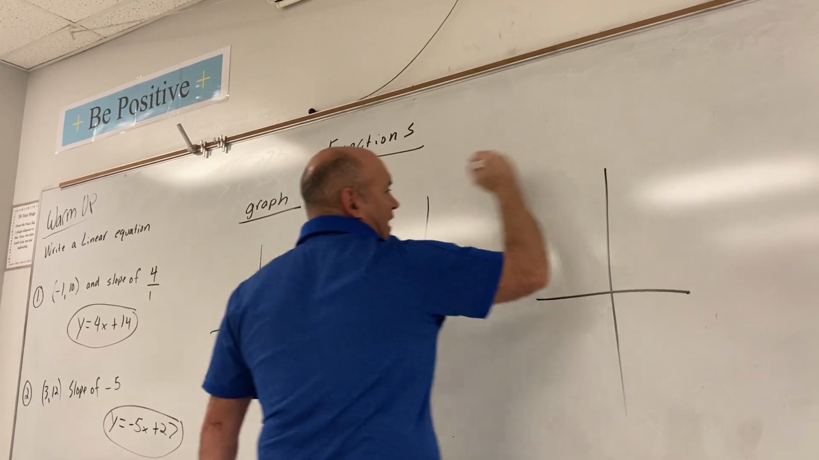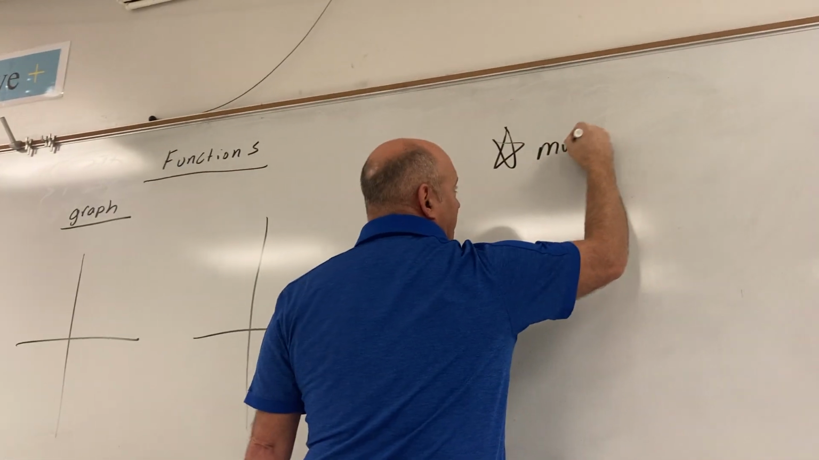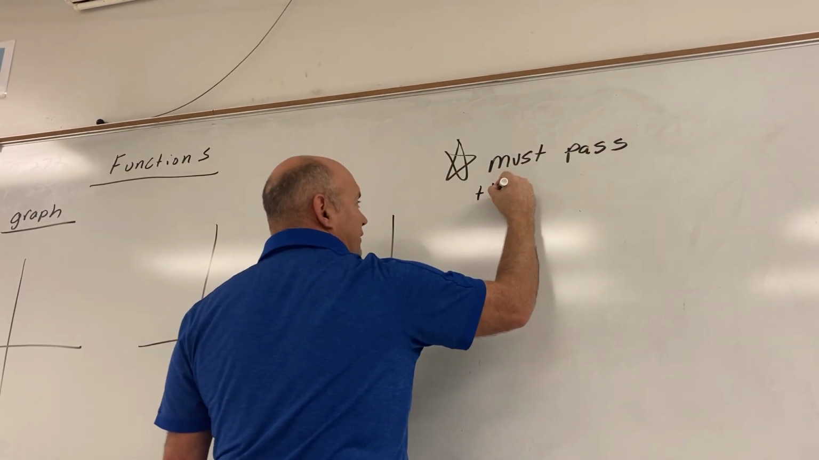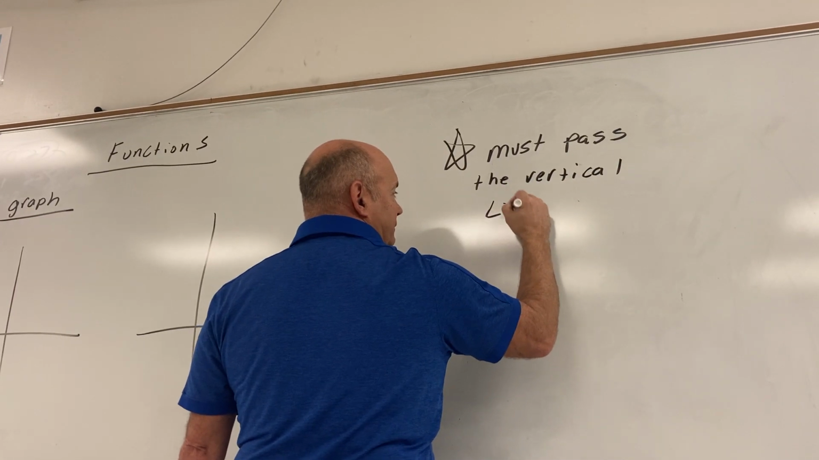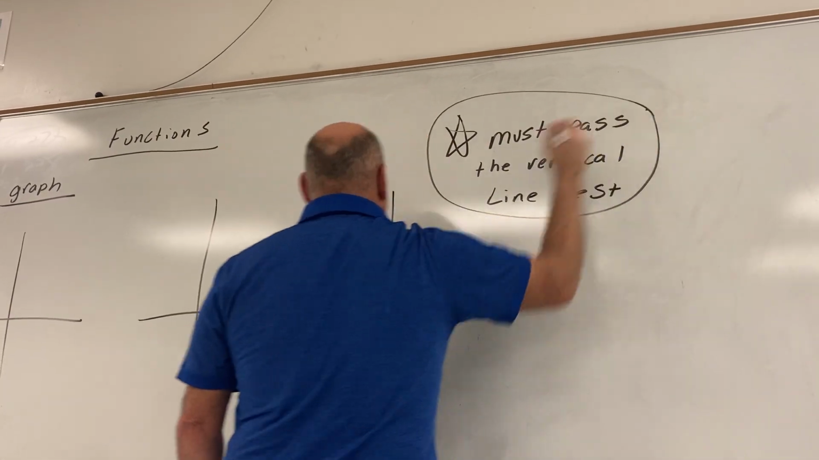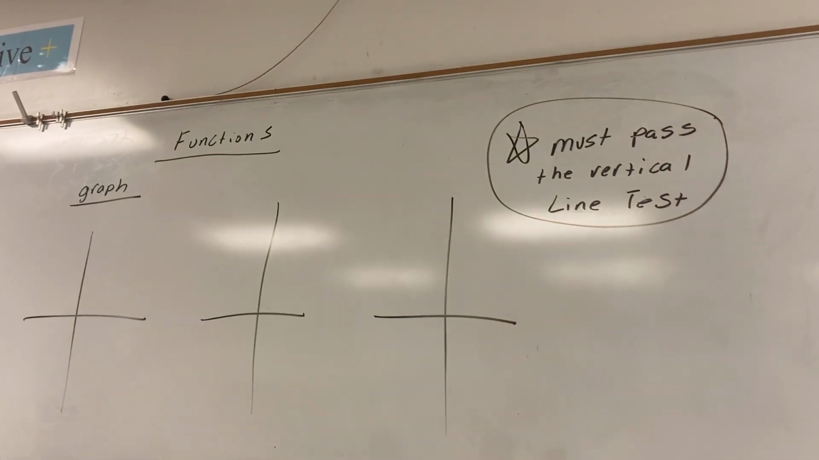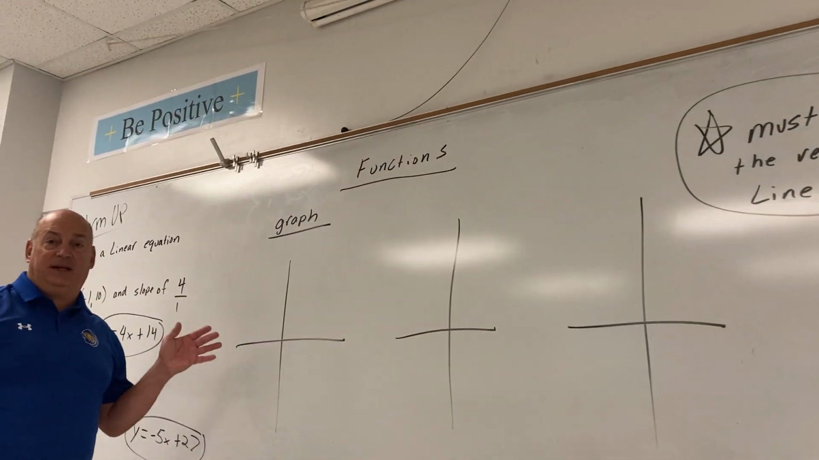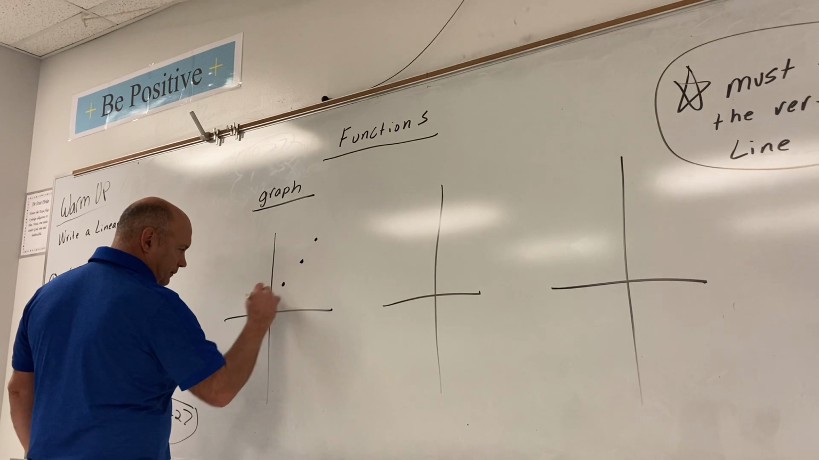Now, for a graph to pass or to be a function, everybody put a star by this, it must pass the vertical line test. So every time you see a graph, your brain should be thinking, okay, it's got to pass the vertical line test to be a function. If it fails the vertical line test, it is immediately not a function.